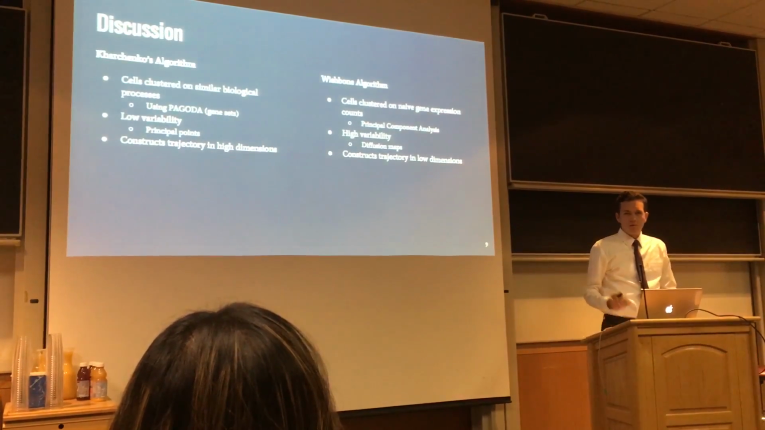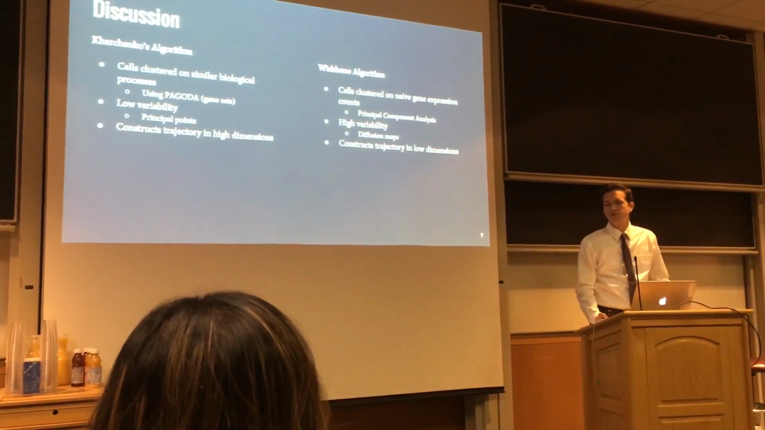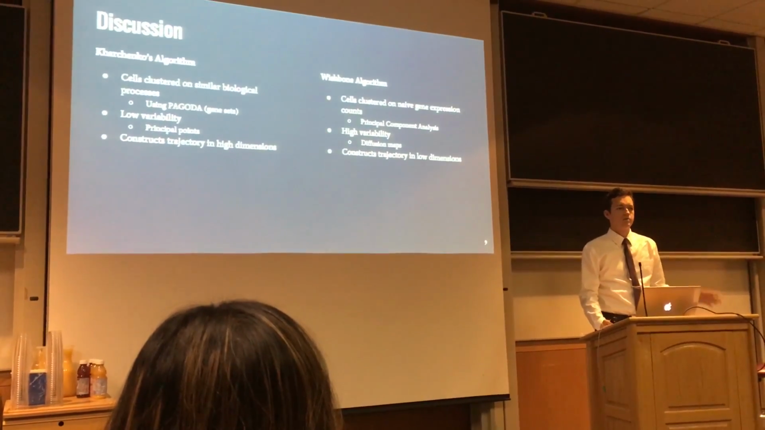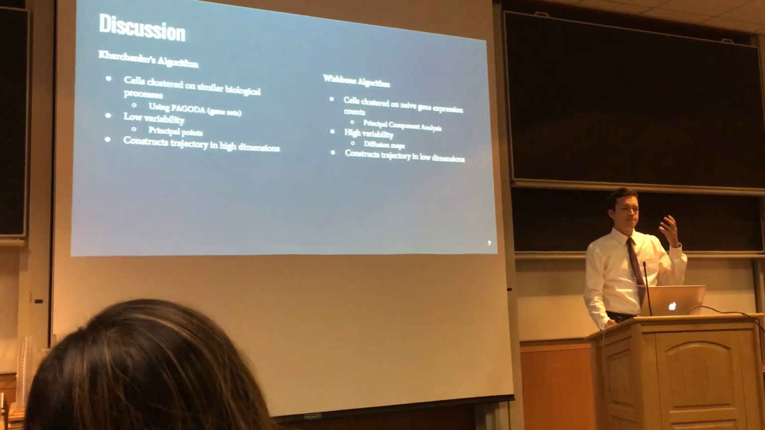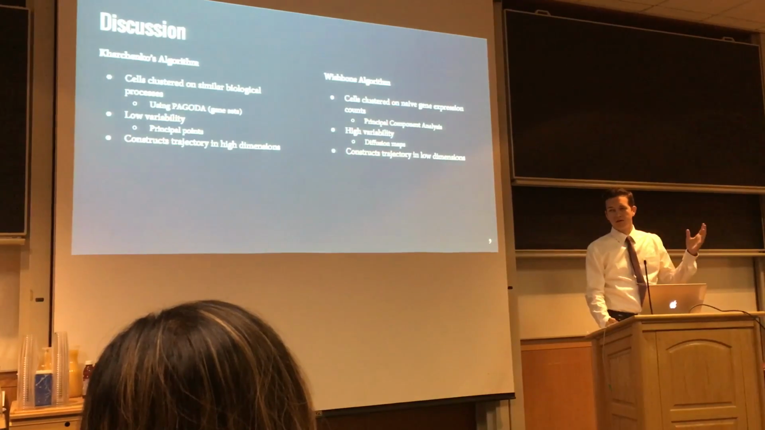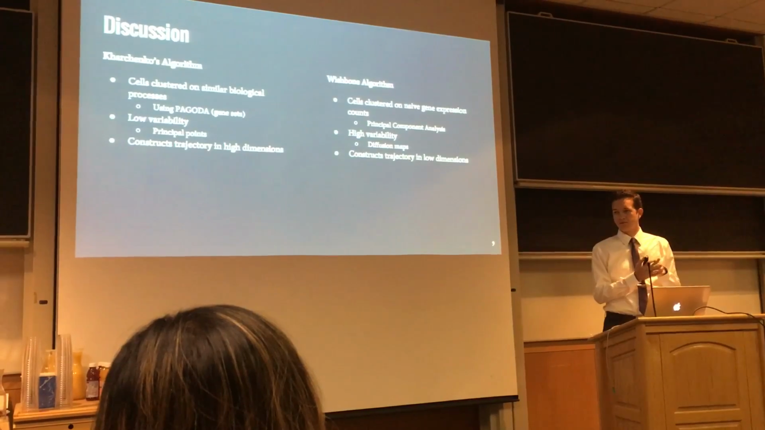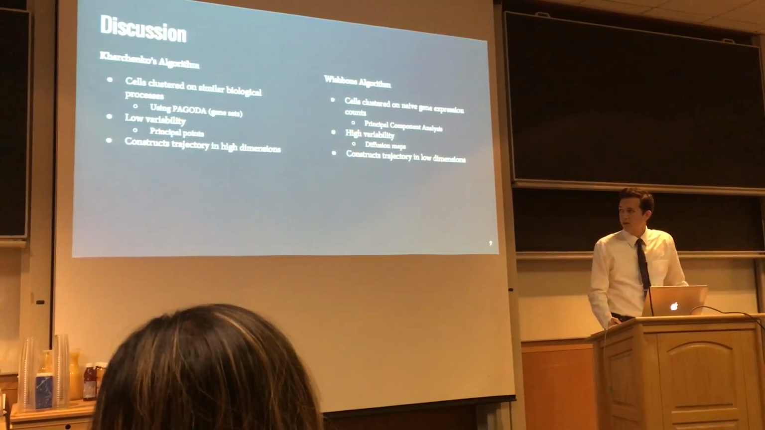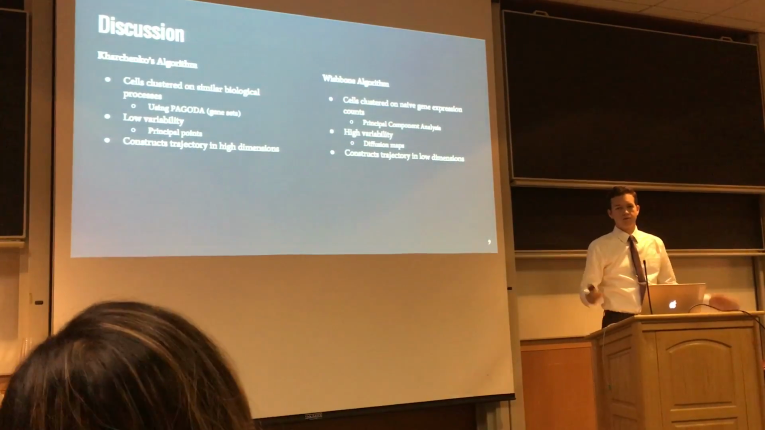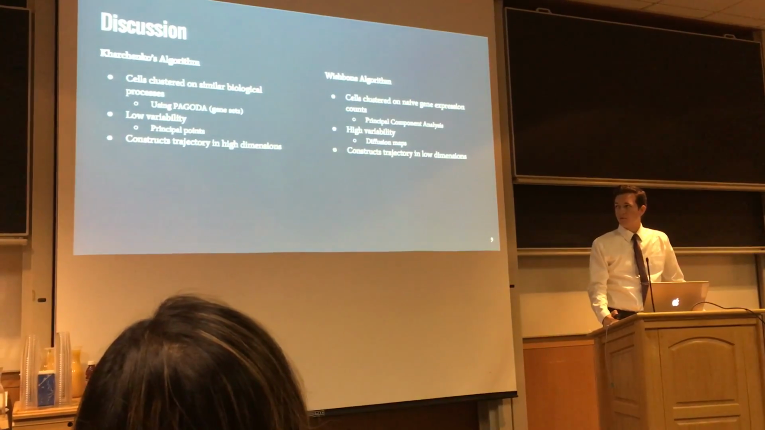And so some reasons why we think that this happened is that Krushenko's algorithm uses the gene sets that Pagoda uses in order to group the cells not only with the gene expression, but also with the gene processes. So similar genes will be grouped together, not only if they have a similar expression level. Whereas in Wishbone, it simply uses principal component analysis to group these cells together.